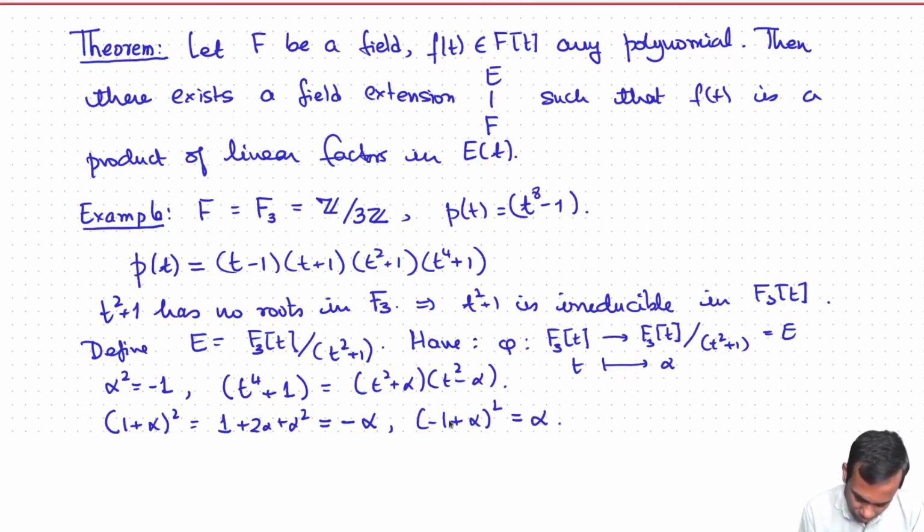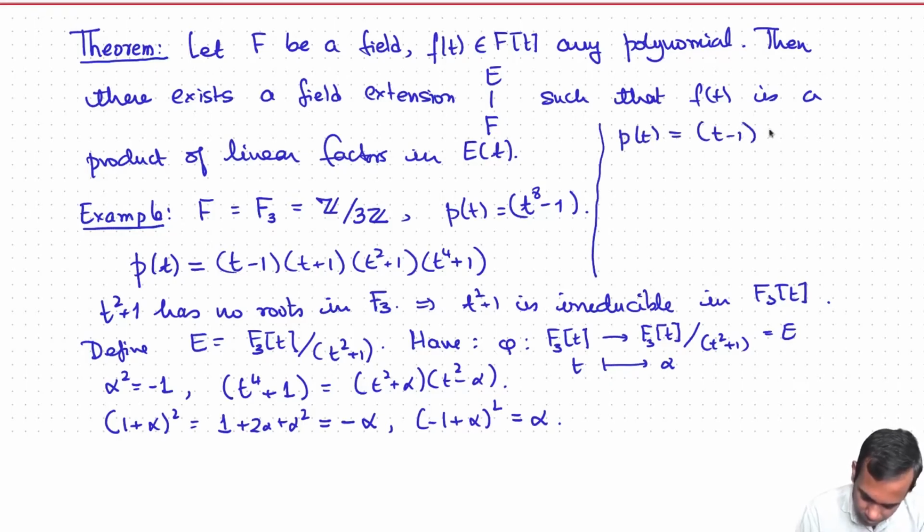So we have elements which are square roots of alpha and minus alpha. So this polynomial, t squared plus alpha and t squared minus alpha, further factorizes. Let me just write it over here. This P(t) becomes (t minus 1)(t plus 1), and then t squared plus 1, we already adjoined its roots there, so (t plus alpha)(t minus alpha), and then we have 4 more factors corresponding to t to the 4 plus 1.